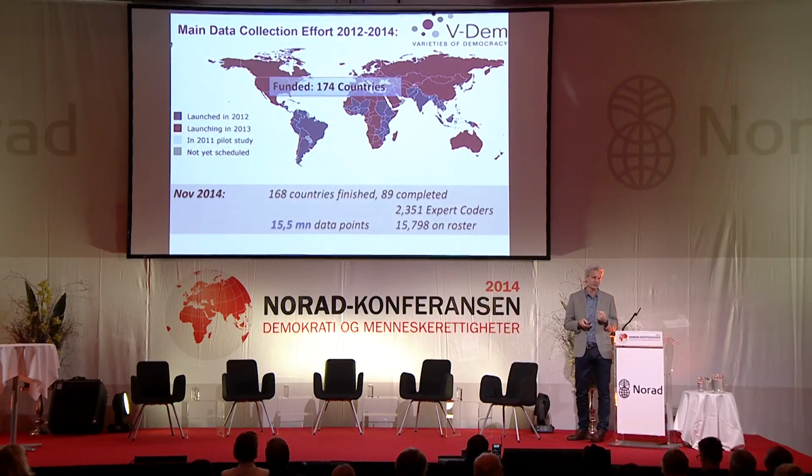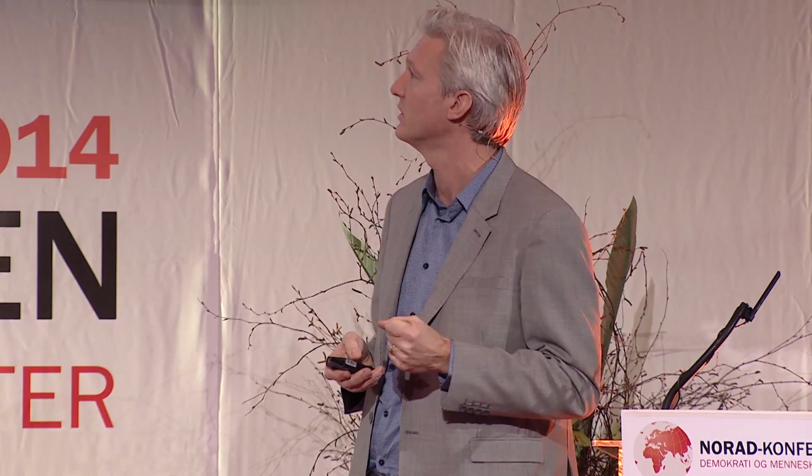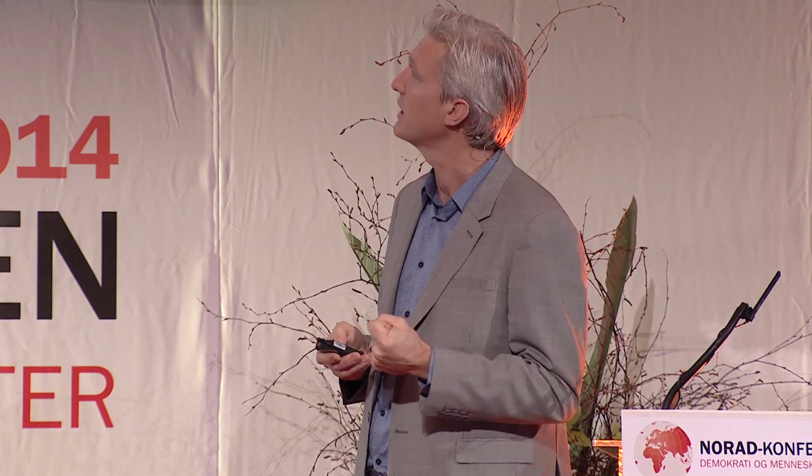2,351 expert coders have helped us to collect this information. And on average, 3 out of 5 of these expert coders are actually from the countries in question that we ask questions about. So this amounts to some 15.5 million data points, which I think means we can rest assured when we say that this is the largest database on democracy ever collected.